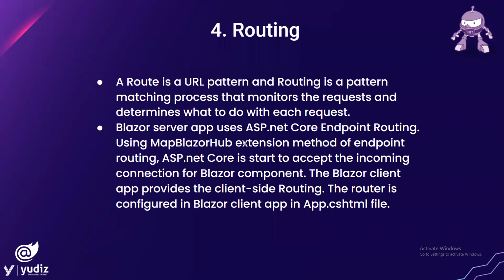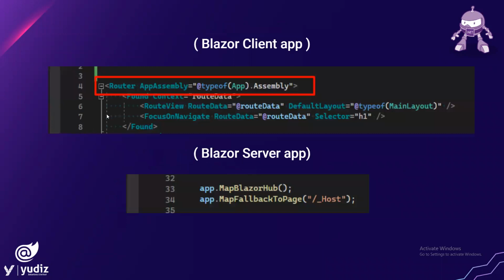The Blazor client app provides client-side routing. The route is configured in the Blazor client app in the App.razor file. So we must add the routing configuration in the Blazor app. Like that, we have some snippet here. Router AppAssembly. We must add this syntax in the Blazor client app, and the MapBlazorHub extension method we must add in the Blazor server app.